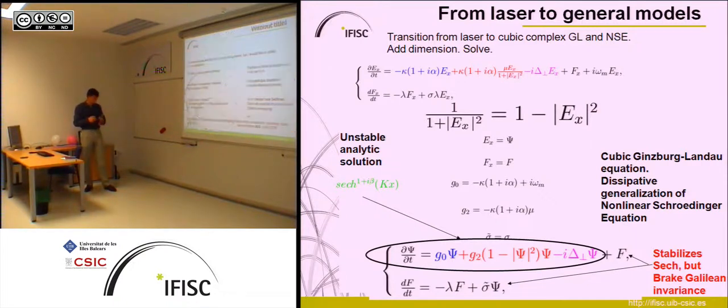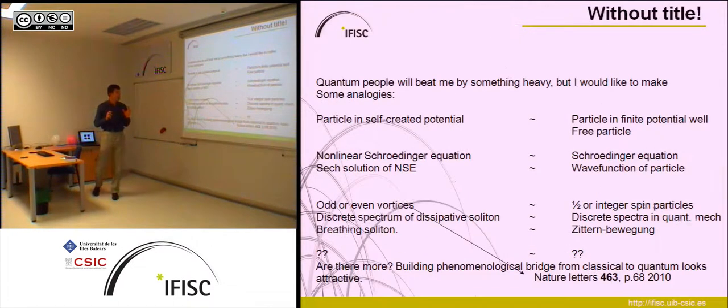Okay, now to the controversial part of the talk. This is still conclusions. Quantum people will beat me with something heavy, but I would like to make some analogies. So let's imagine that we have a free particle, and nothing else. It should be described by the Schrödinger equation. The solution of the Schrödinger equation for a free particle is a sine, and that means that the probability to observe the particle is equal for every point of space.